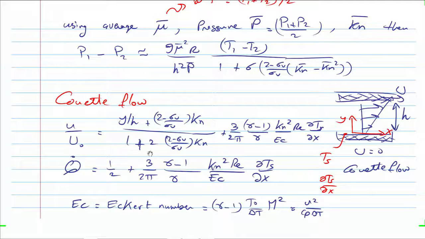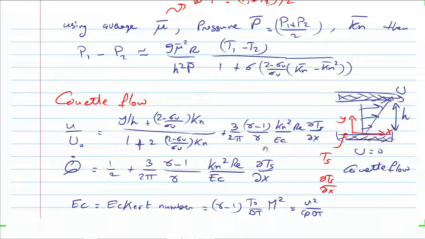You get this boost from, first of all, if there was no slip, you should get U over H. Now with slip at the wall, you get this extra velocity. And then with the temperature gradient, you get this. It's important to realize that the temperature gradient needs to be along the surface. It's partial T, partial x, not partial T, partial y. It's partial T, partial x.